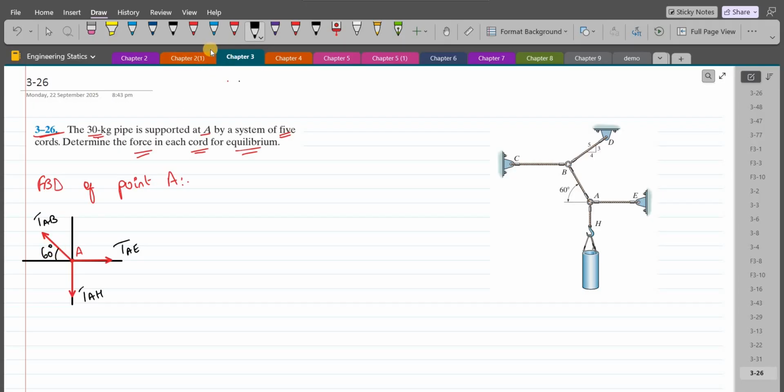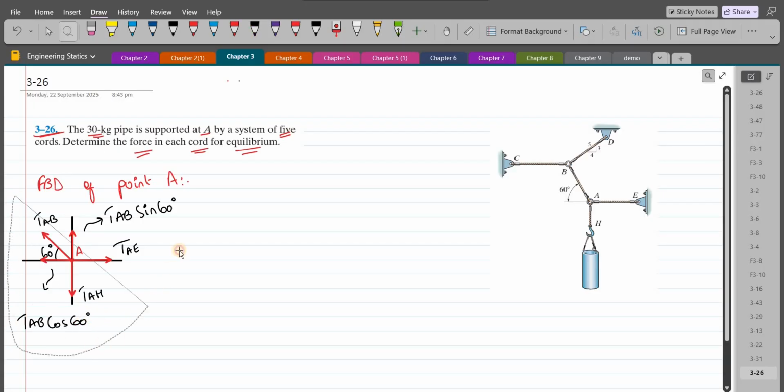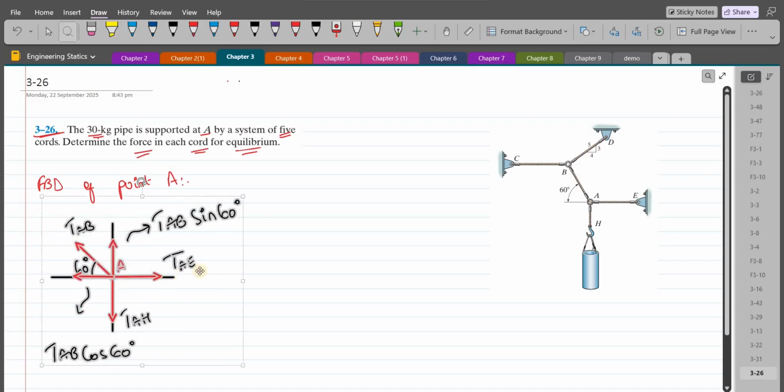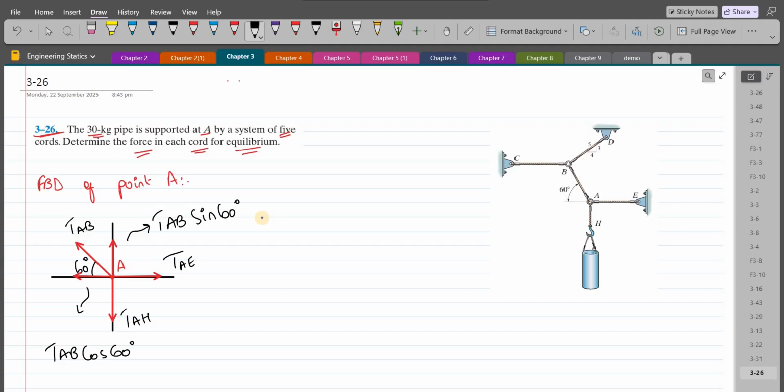And now we have to resolve this TAB force into its components. So we have a vertical component and the horizontal component. Let's label them as well. So the vertical component is TAB into sine 60 and the horizontal component is TAB cos 60. Let me zoom in. So this is our free body diagram for point A.